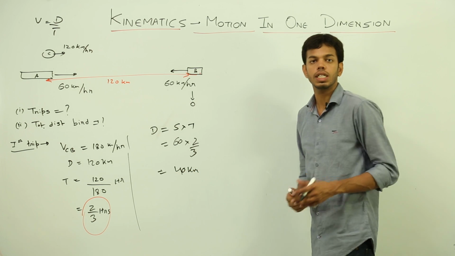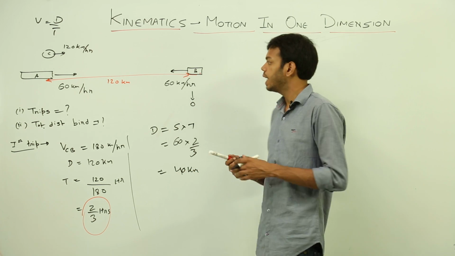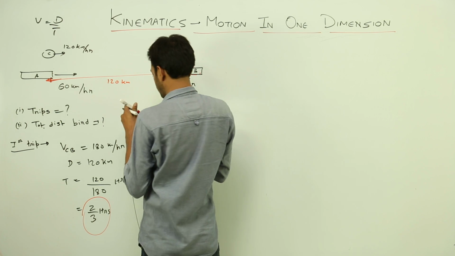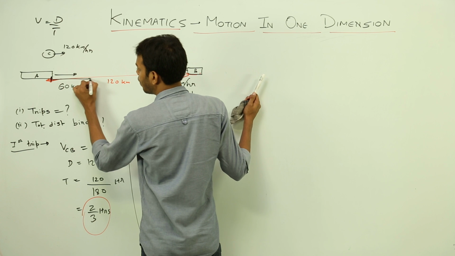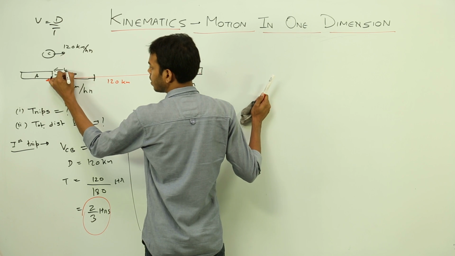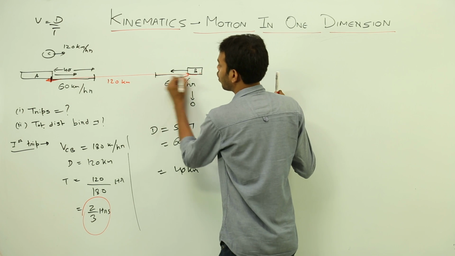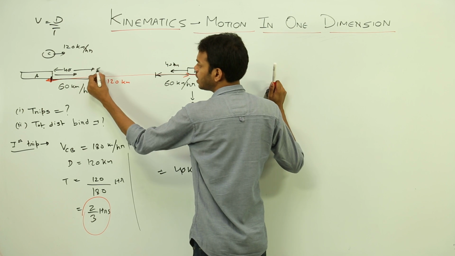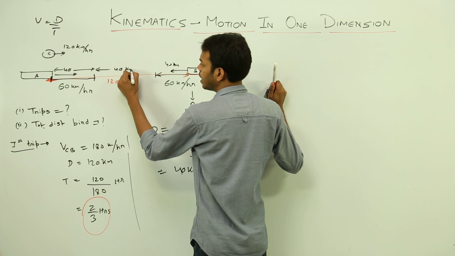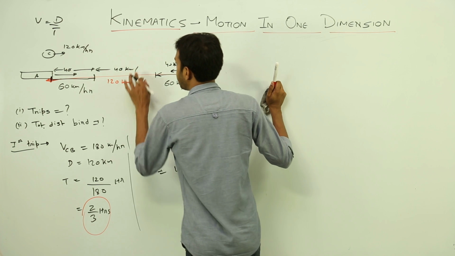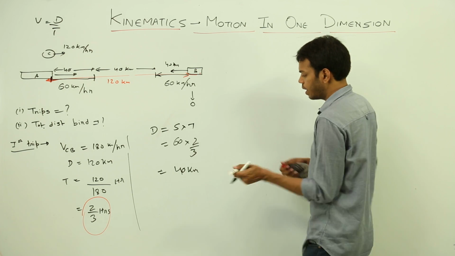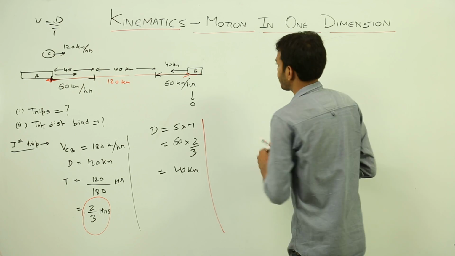So 40 kilometers is what both the trains have already covered. This train has covered 40 kilometers, and this train has covered 40 kilometers. So what is left? Total was 120, that means 40 is the remaining. Right? So we are done with the first trip.